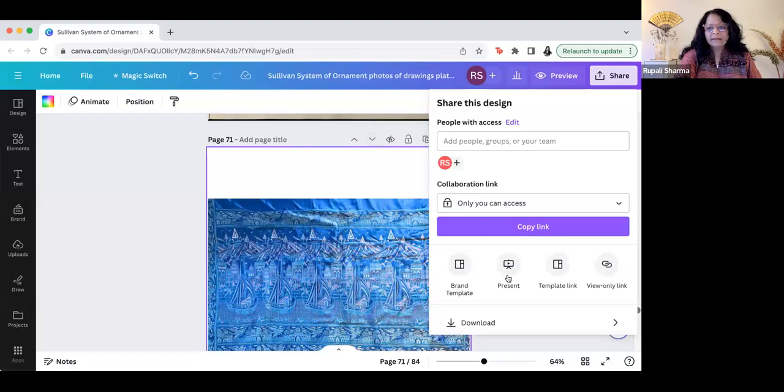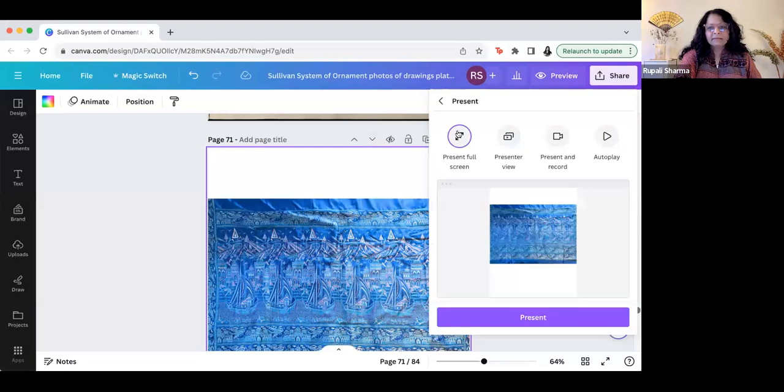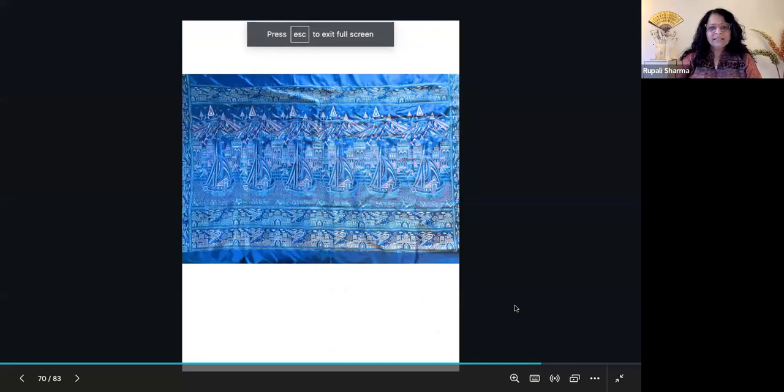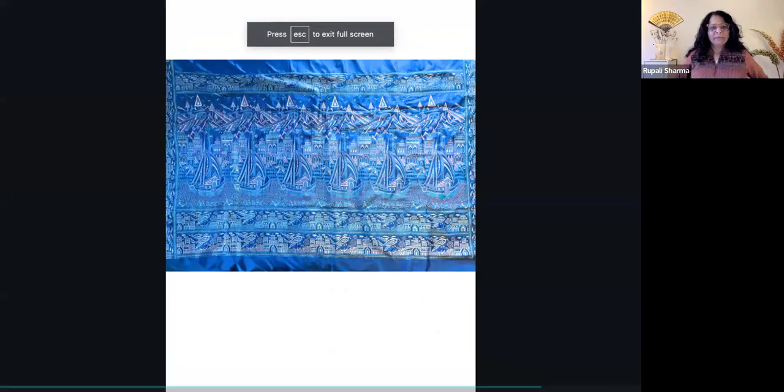All right. Rupali, do you want to go ahead and make the presentation on Montessori and Sullivan? Sure. So I want to share just one screen here. So this is a sari that my parents gave me, so I'll just hold it out, that my parents gave me when I became an architect.